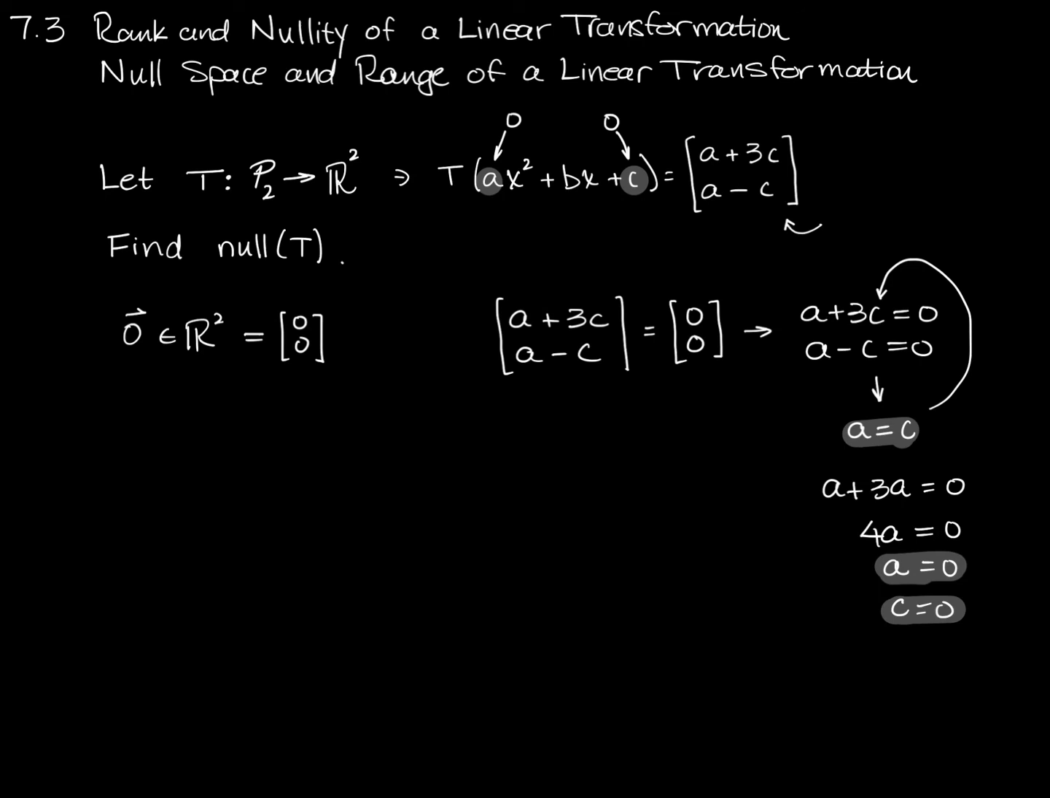And that means that the null space of T is a subset of the domain that's made up of ax squared plus bx plus c, where a and c are both 0, and so that's just bx. So the null space of T is made up of all the vectors that look like this, where b is a real number.